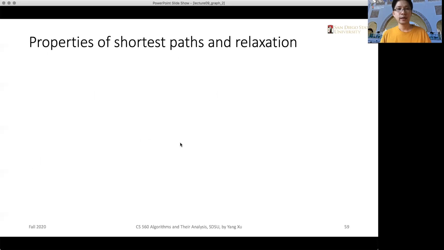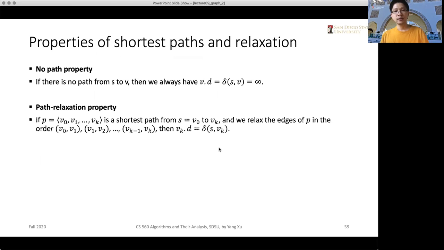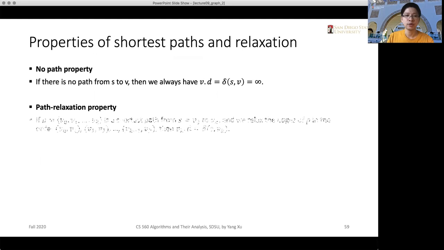All right. And some other properties. The first one is called the no path property. If there's no path, then the estimate will always remain infinity. And the next one is called the path relaxation property.